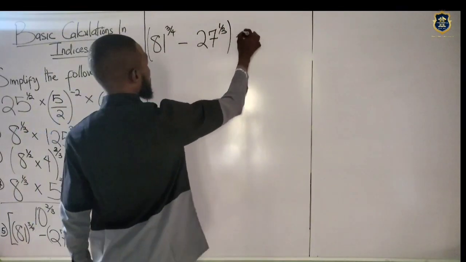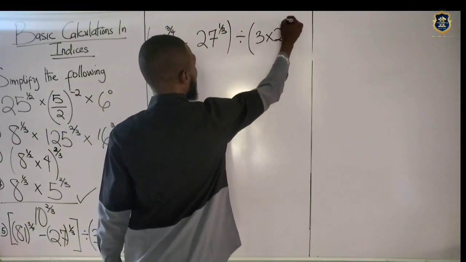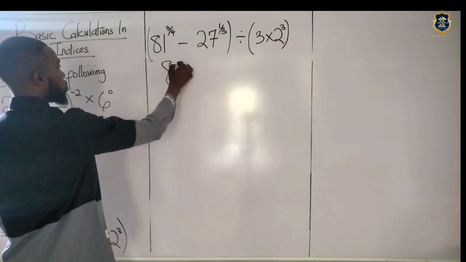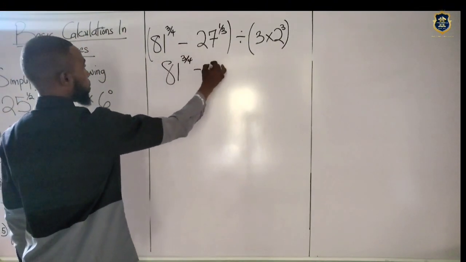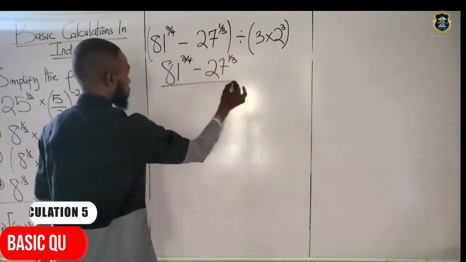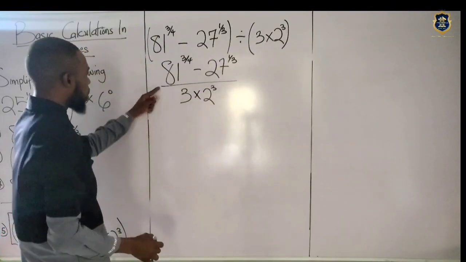Divide by 3 times 2 raised to the power of 3. What do we do from here? From here we have 81 raised to the power of 3 over 4 minus 27 raised to the power of 1 over 3. This divide can be substituted as over 3 times 2 raised to the power of 3. Why are we having over?